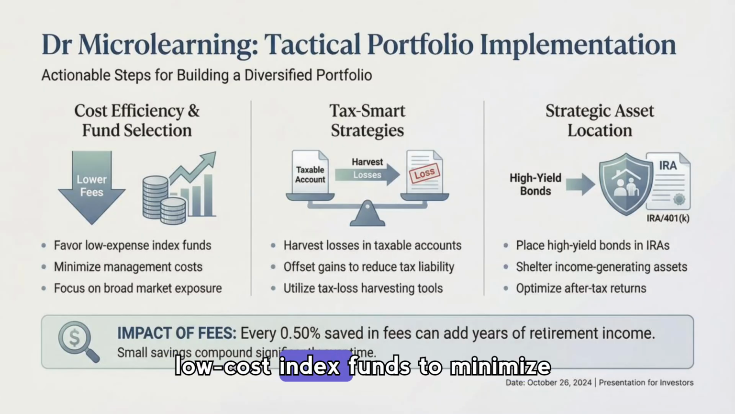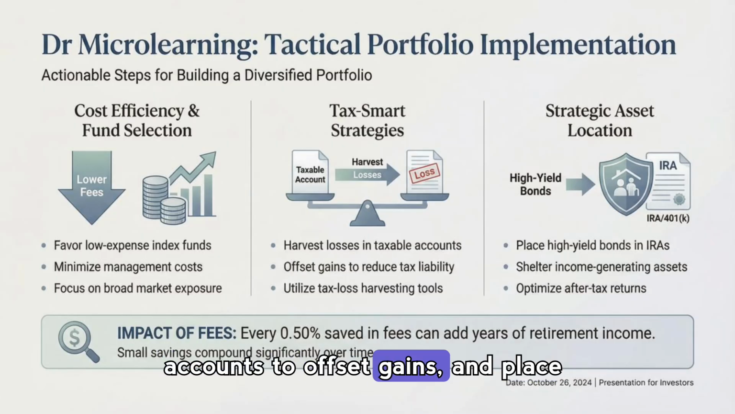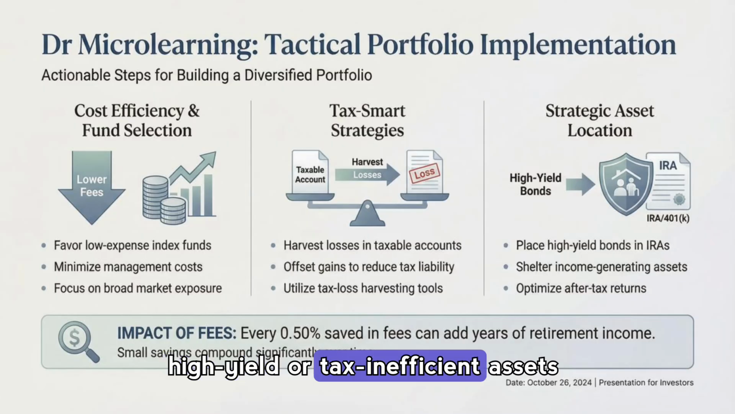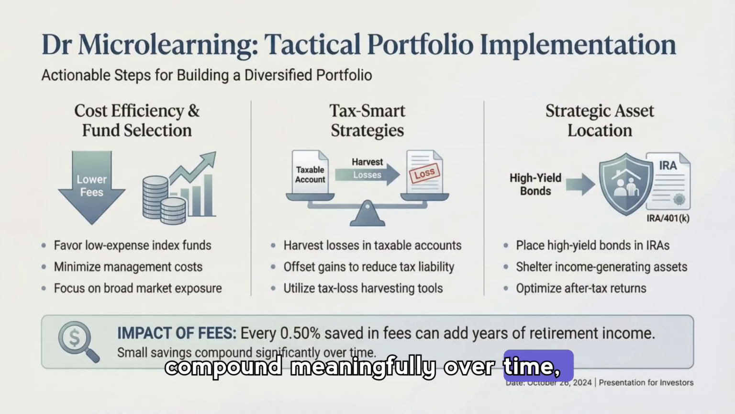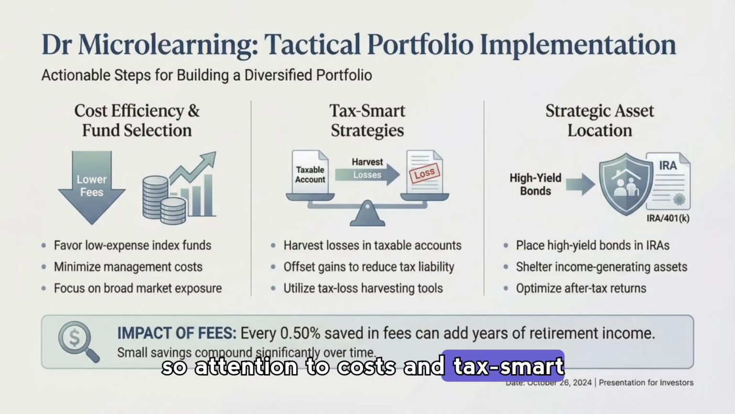Tactical implementation focuses on cost, taxes, and asset location to maximize after-tax returns. Favor low-cost index funds to minimize fees, harvest losses in taxable accounts to offset gains, and place high-yield or tax-inefficient assets inside retirement accounts for sheltering. Small fee savings compound meaningfully over time, so attention to costs and tax-smart moves can add years to retirement income.